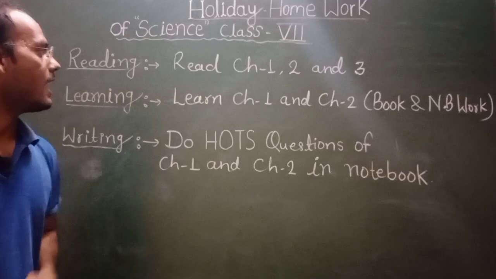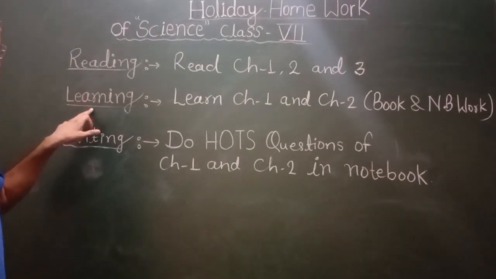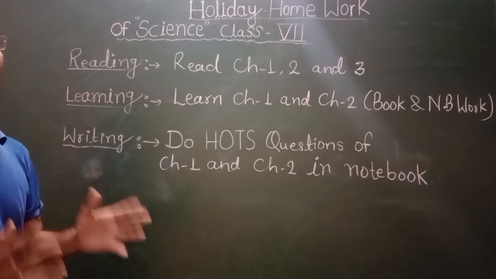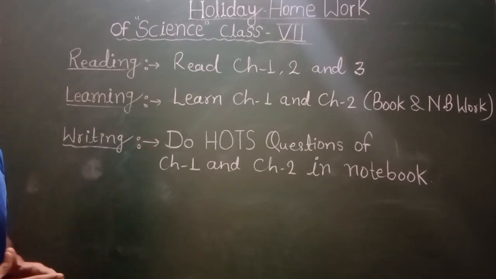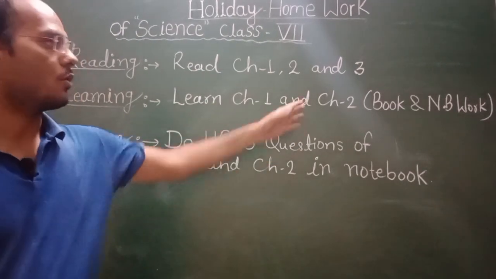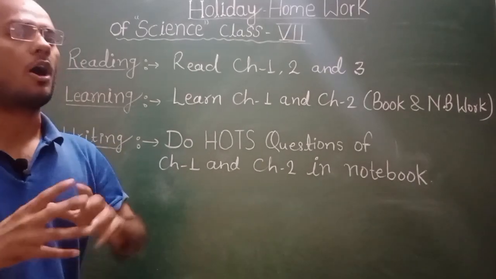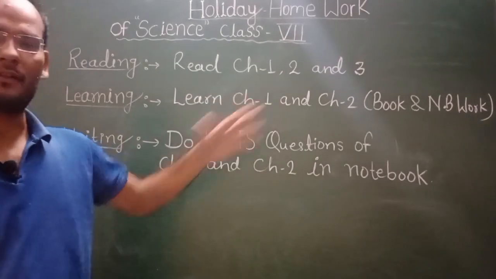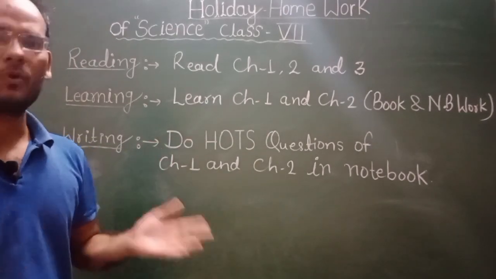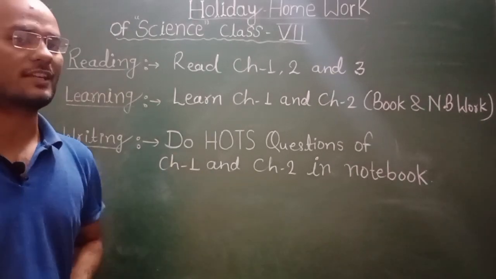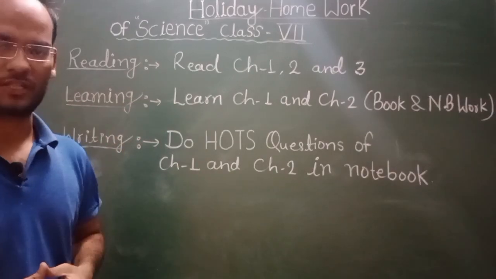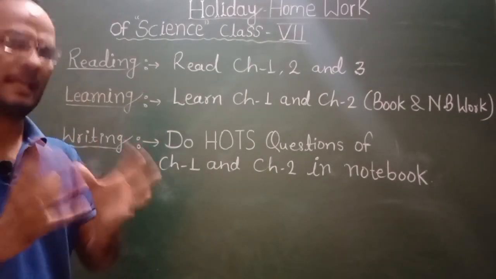Is that clear? After that, we have given the learning part. What will you do in the learning part? This is the memorization part. So you have to memorize. It means learn the chapter 1 and chapter 2 question answers. What type of question answers? All types of question answers, like bookwork, whatever is given at the back side of the book, and notebook question answers also, whatever you have written in the class. All these types of questions you have to learn daily.